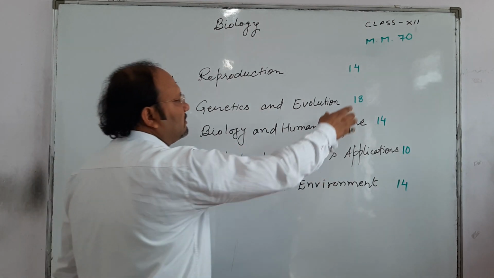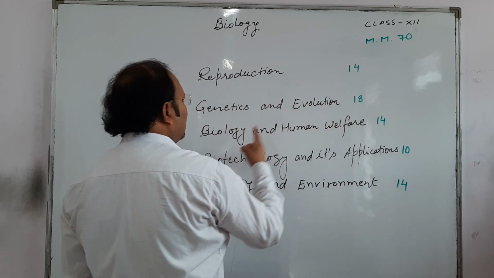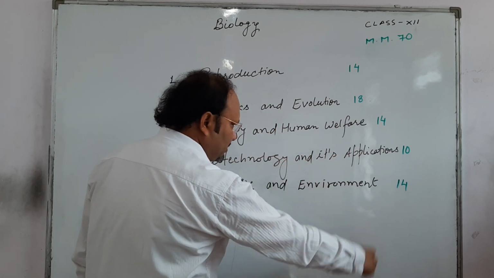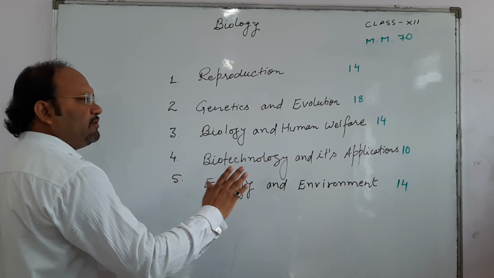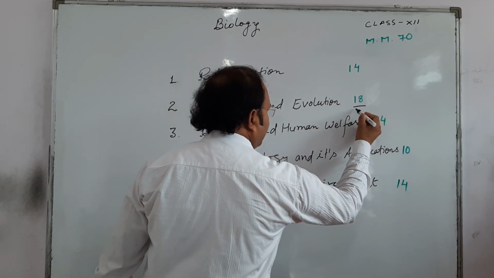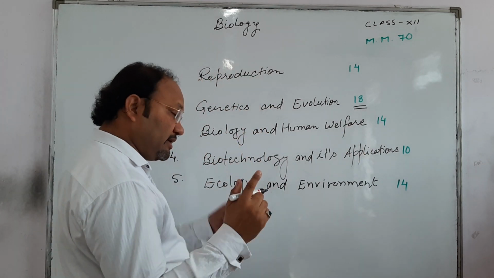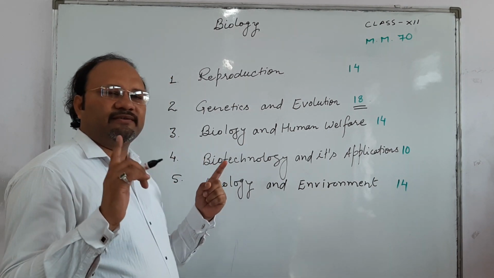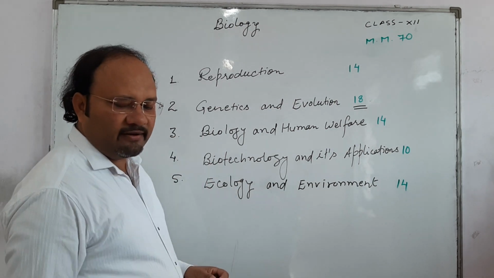And now look at the mark distribution. Reproduction 14 marks, genetics and evolution 18 marks, biology and human welfare 14 marks, biotechnology and its applications 10 marks, ecology and environment 14 marks. Here you can see every unit is important, remember, but the second unit is of 18 marks, comprising 3 chapters, where one chapter is very large but very interesting. Then we understand the game of genes, right?